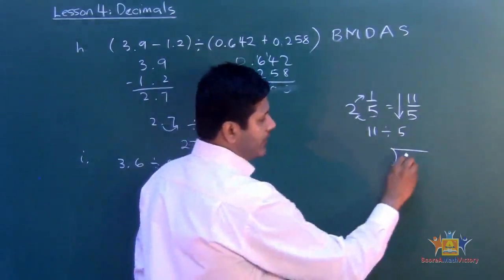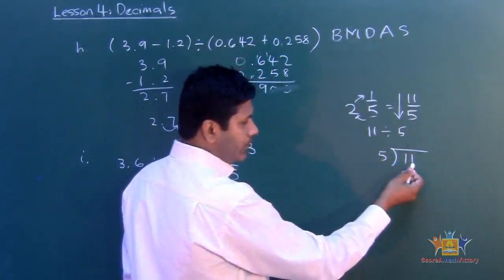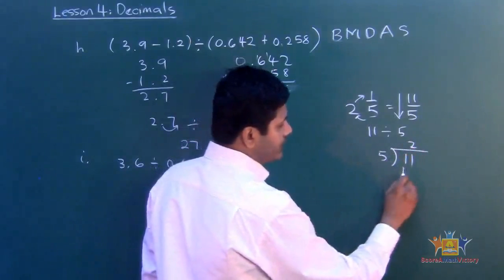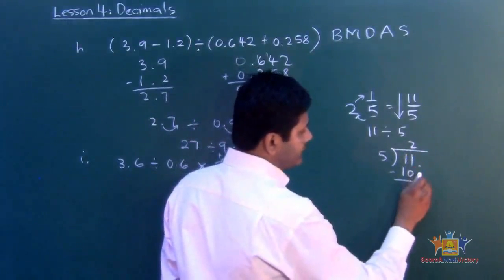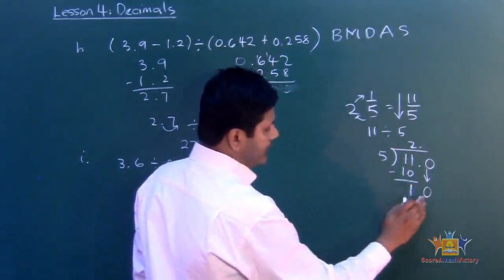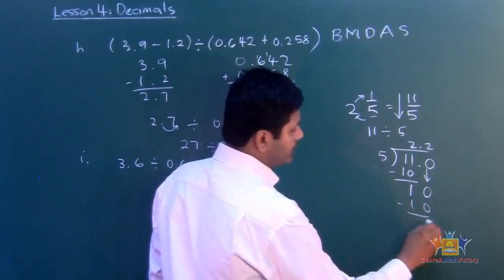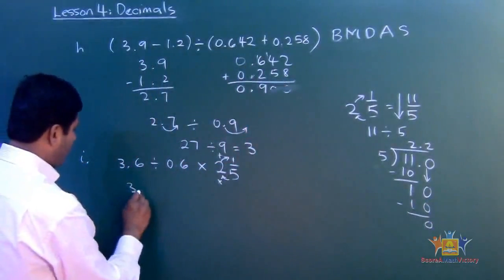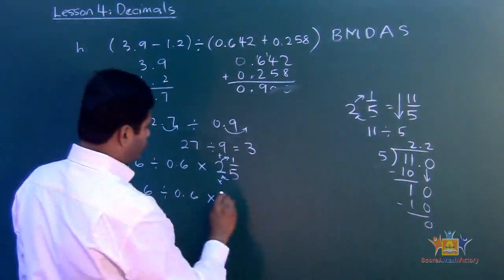11, I'm going to put it inside the cage. 5, I'll put outside the cage. In 1 we cannot go, so we go to the next digit. 11 is how many 5s? 2 times 5 is 10, 11 minus 10 is 1. I'm going to put a decimal right there, add a 0, bring the 0 down. In 10 there's how many 5s? 2. 2 times 5 is 10, minus 10 is 0. See that? So that means if I have to rewrite this whole thing, it is 3.6 divided by 0.6 times 2.2.